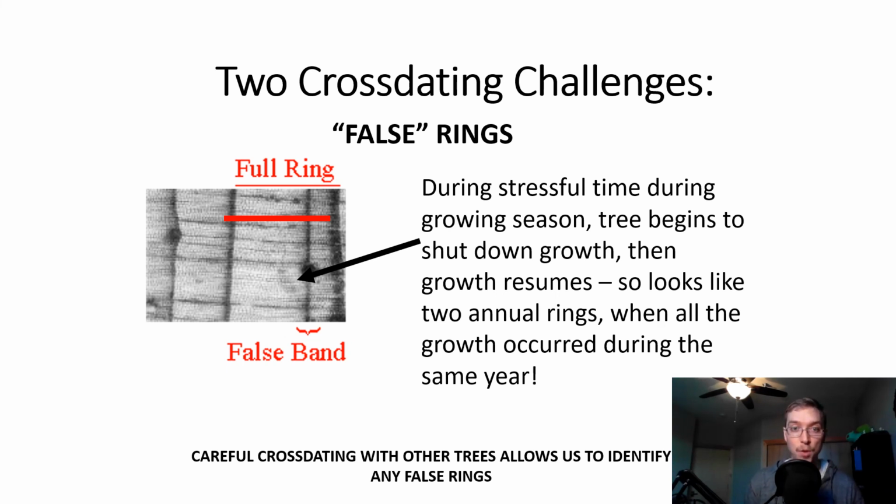False rings are another one. During stressful times in growing seasons, trees begin to shut down and then growth resumes. So what you'll see is the full ring goes from here to here, but maybe a drought happened right here. So the tree was shutting down and we have this false band being added. Basically it looks like there were 2 years when there might have only been 1. That is where looking at multiple species in different regions and different climates can get at that difference.